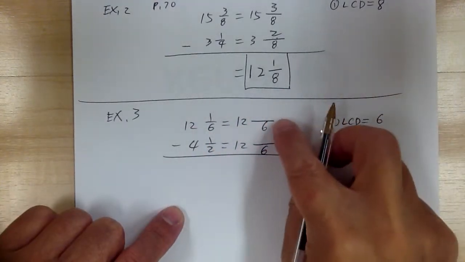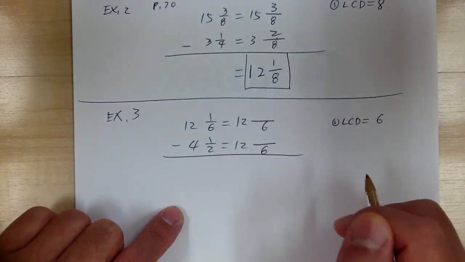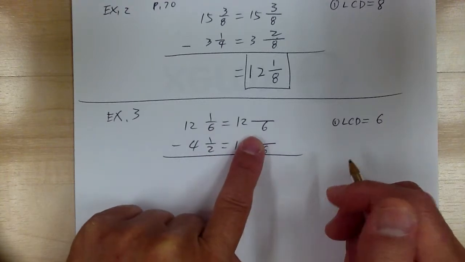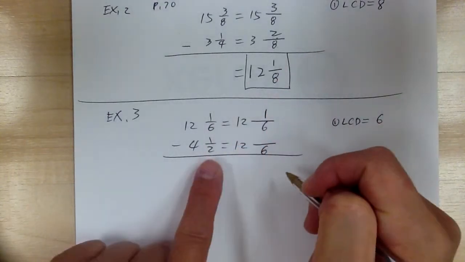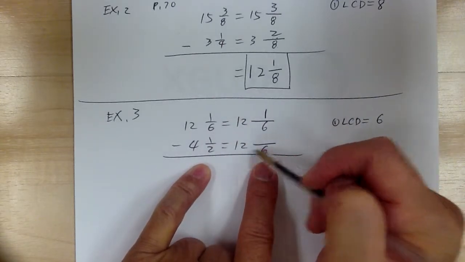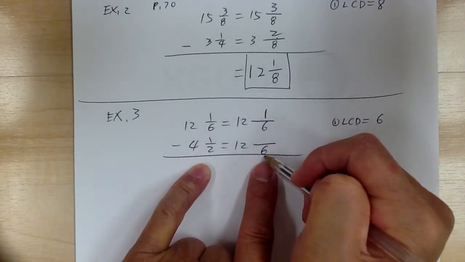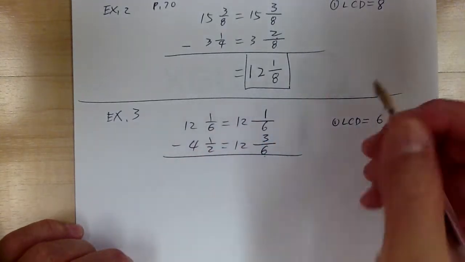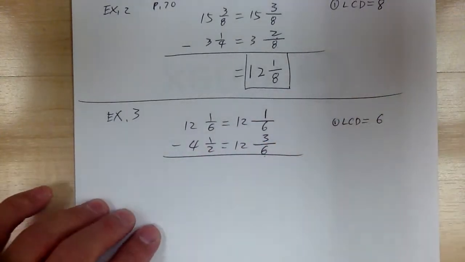Step 2, put the LCD down here. Step 3 is figure out what you need to multiply. This one you don't have to multiply anything, so step 4 would be the same. For this one, step 3, to get from 2 to 6, you have to multiply by 3, so step 4 you multiply out. So you get that. Now this one is a 4.